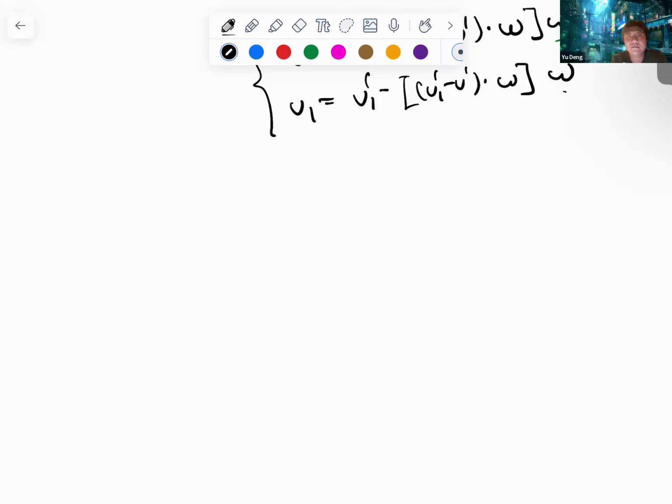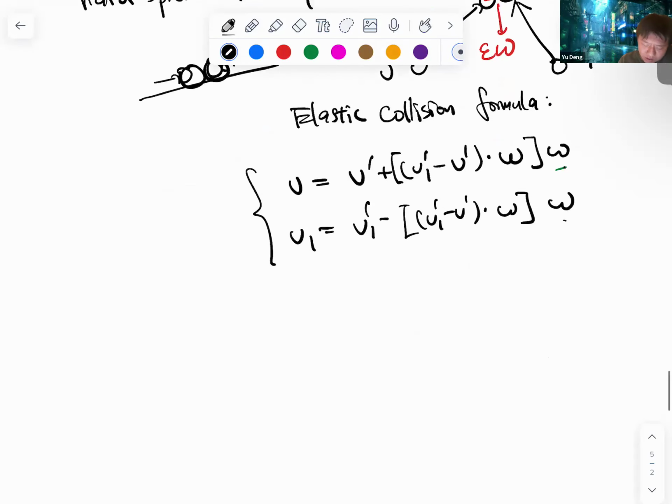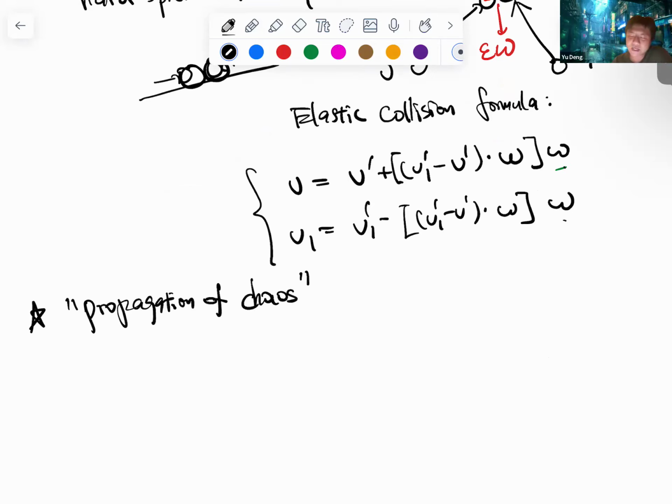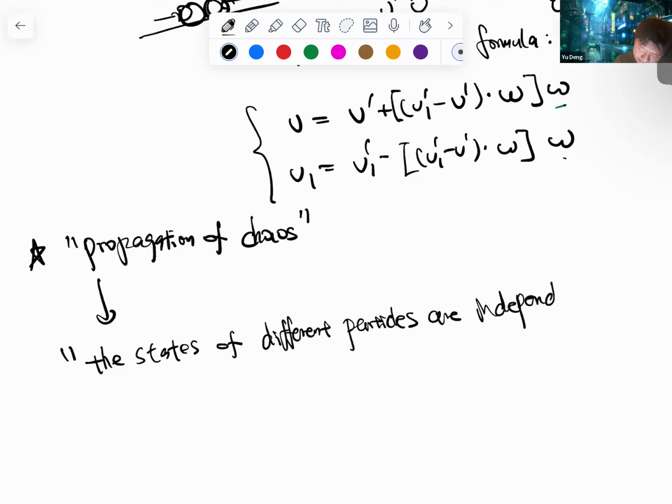they make one key assumption, which is called the molecular chaos assumption, which is basically saying that the states of different particles are independent. Okay, so this assumption, of course, is not true mathematically.